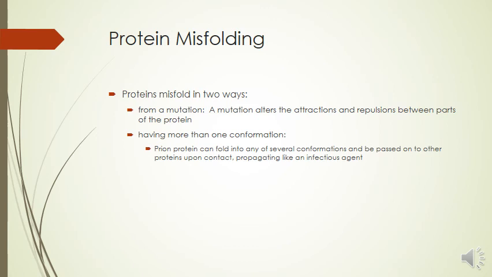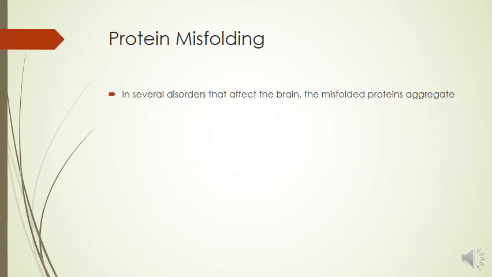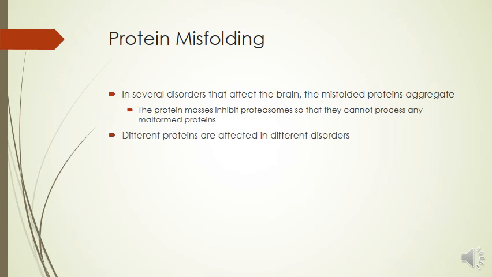In several disorders that affect the brain, the misfolded proteins aggregate, and they form these masses of proteins. And these protein masses inhibit proteasomes so that they cannot process any malformed proteins. Different proteins are affected in different disorders.